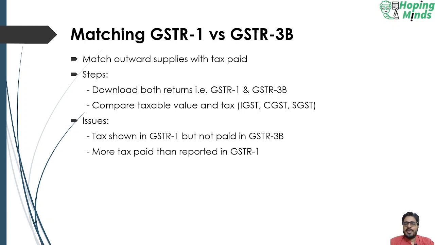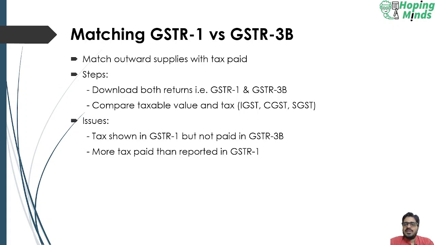So on matching both the returns, there could be scenarios like tax shown in GSTR-1 but did not get paid in GSTR-3B, or it can be higher tax paid in GSTR-3B without invoice declaration in GSTR-1. So there will be consequences for such mismatches, like department may issue notice for underreporting, or any deficiency in the taxes paid will be recovered by the department along with interest and penalty.